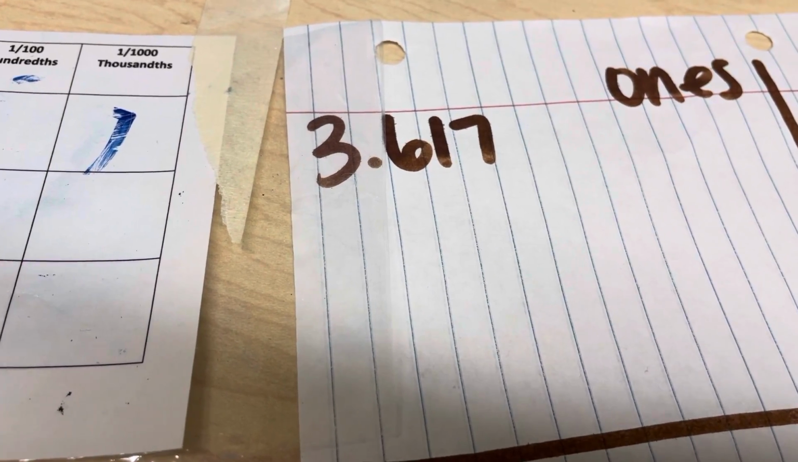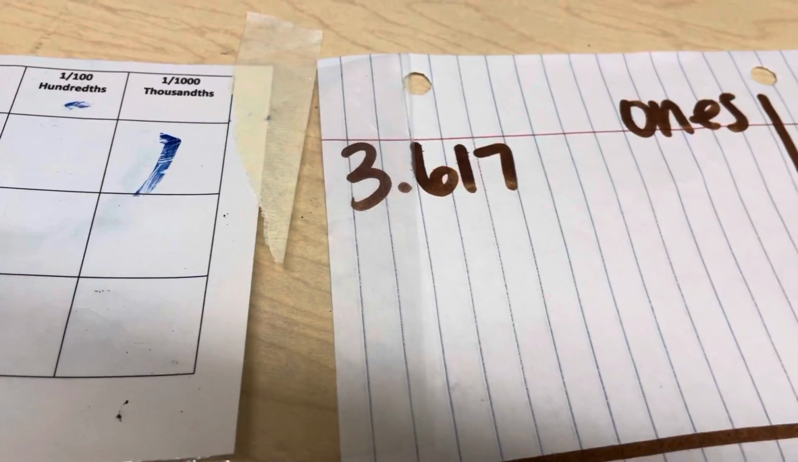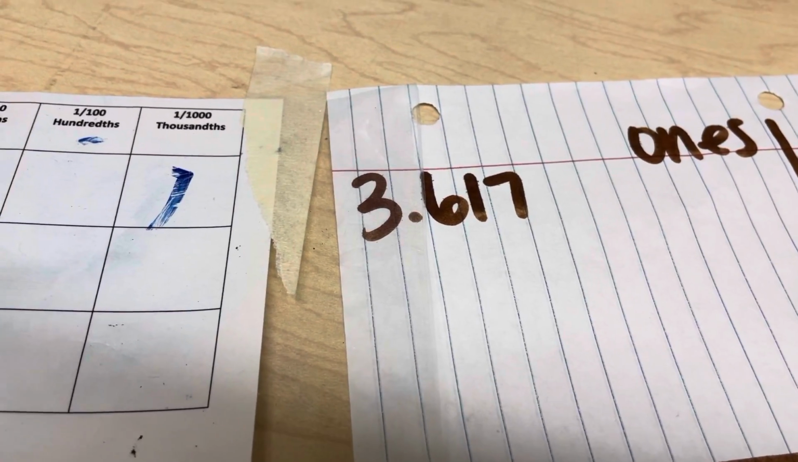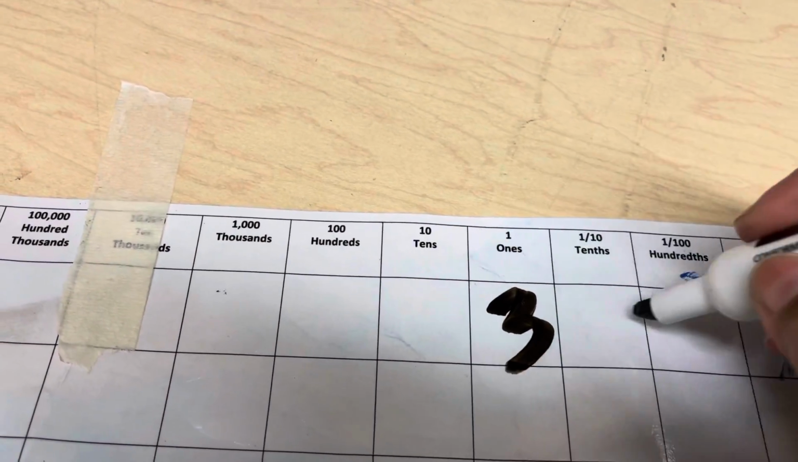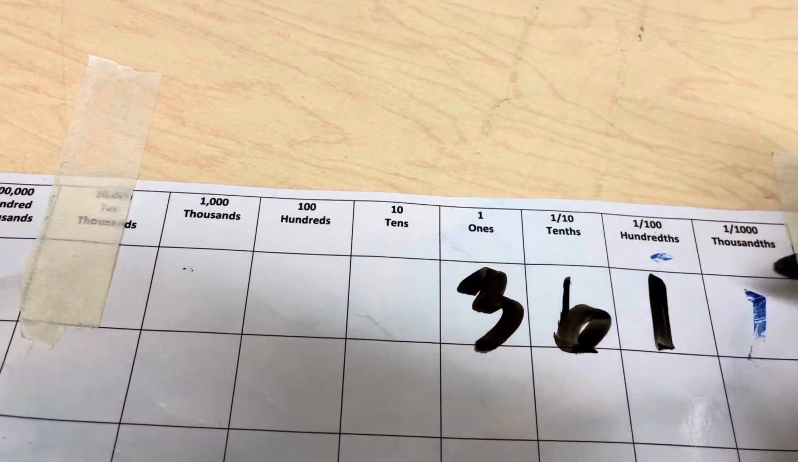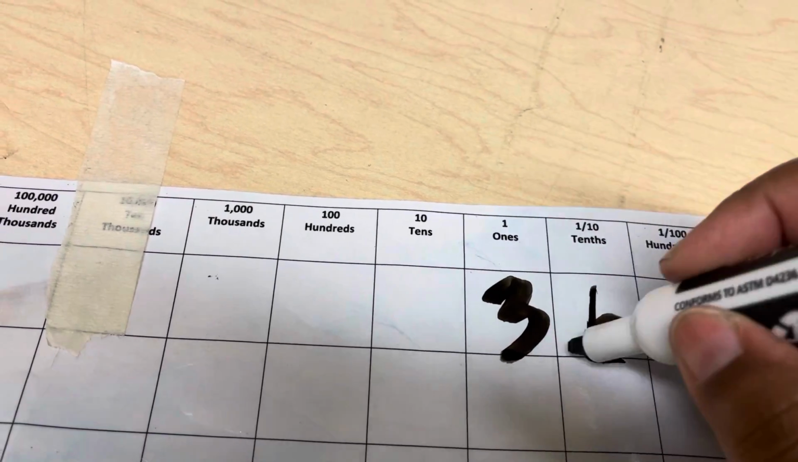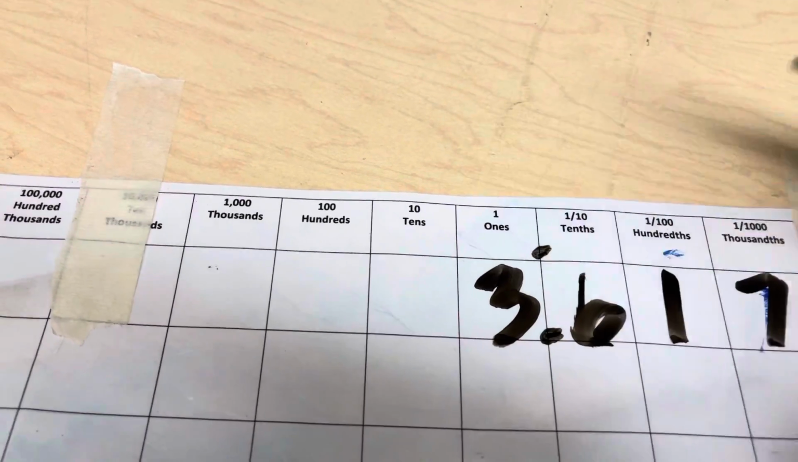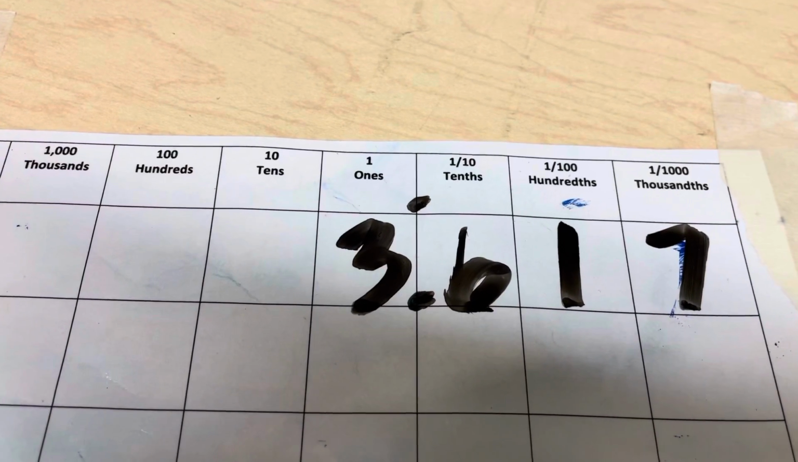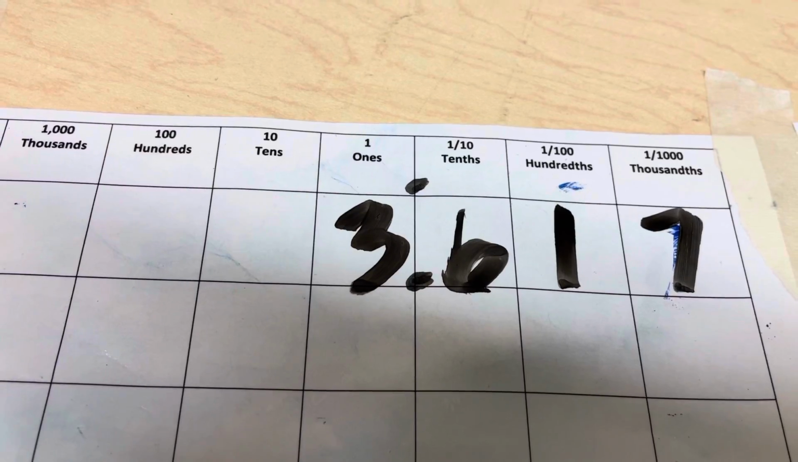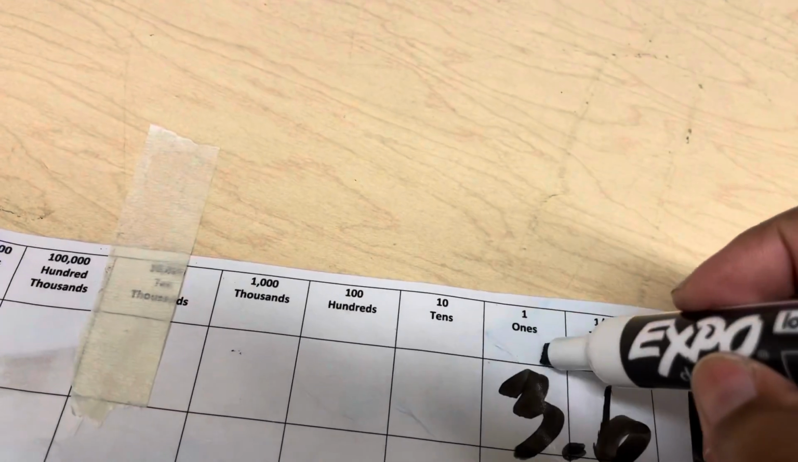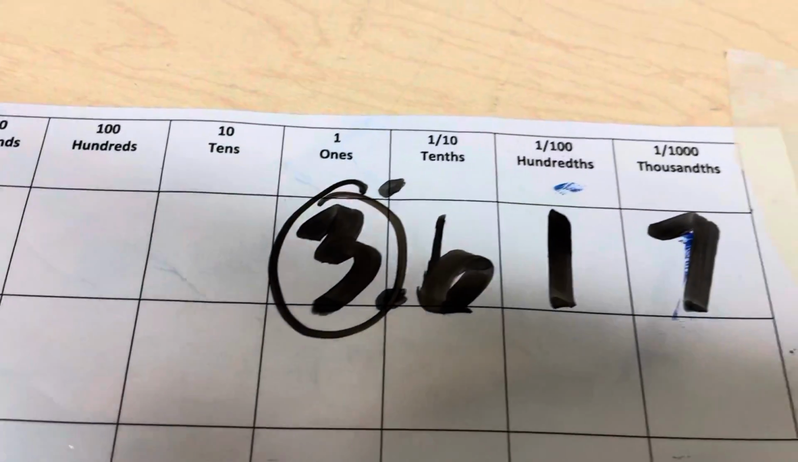We're gonna round that first to the nearest ones place. So the first thing I'm gonna do is put that number on my place value chart. As you can see, I have a 3 in the ones place, 6 in the tenths, 1 in the hundredths, 7 in the thousandths, and my decimal point goes right there. So I'm gonna round that to the nearest ones place. I'm gonna circle the digit in the ones place, which is 3. So 3 is my rounder.